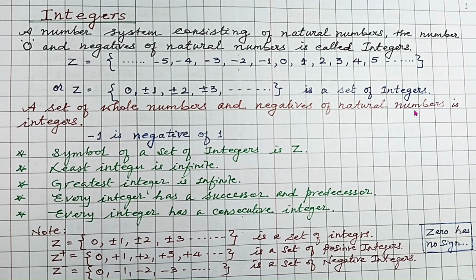Every integer has a consecutive integer. For example, 1 is a consecutive integer of 0. 0 and 1 are consecutive integers. 2 and 1, so all these are consecutive integers. Okay, we already know what are consecutive integers. And also you have to remember that the symbol of integer Z represents here 0, ±1, ±2, a set of integers. And so also we have Z plus, a set of positive integers, and Z minus is a set of negative integers. So please remember that 0 has no sign.